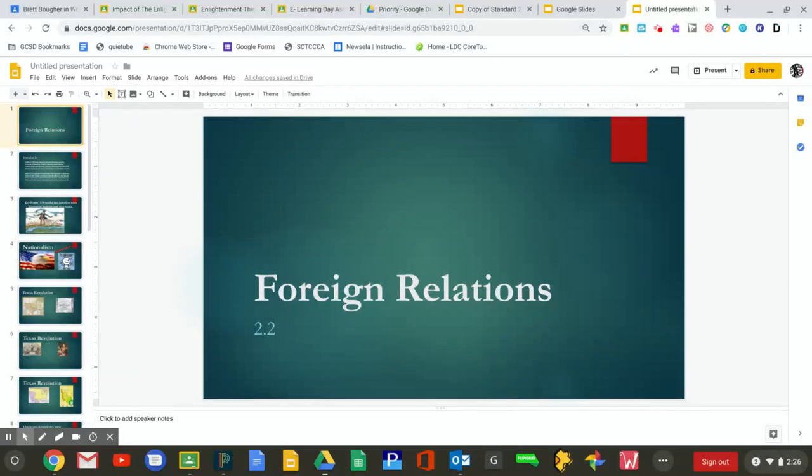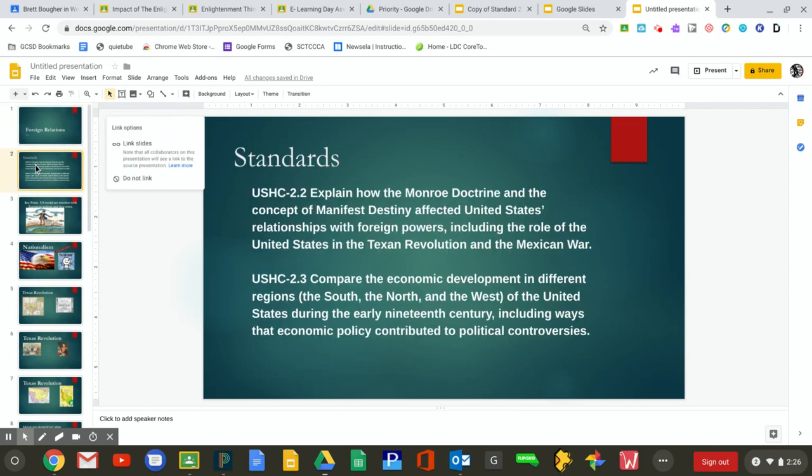Okay, guys, today we're going to be looking at indicators 2.2 and 2.3. We just got through going over 2.1, which was all about expansionism. Now we're going to look at some other things that are going to occur during the mid to early 1800s. So let's look at those standards real quick.